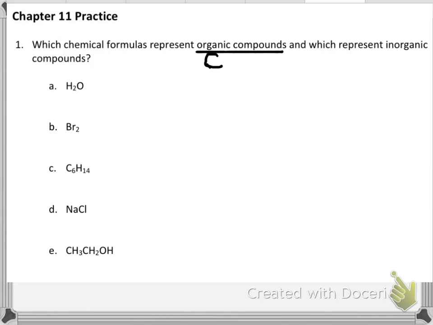Other elements could be included in an organic compound, such as nitrogen, oxygen, hydrogen. But the bottom line is it's going to be carbon-based. So letter A, water. Water does not have carbon, so we classify it as inorganic. The element bromine also is absent of carbon, and so we are going to classify it as inorganic.